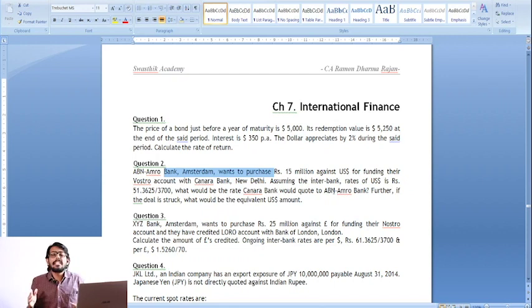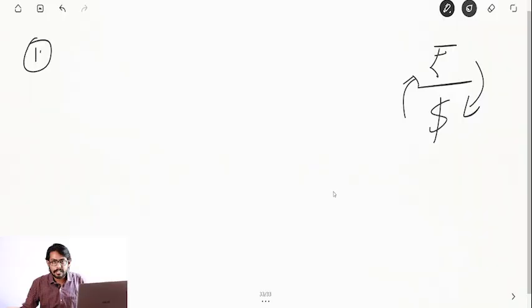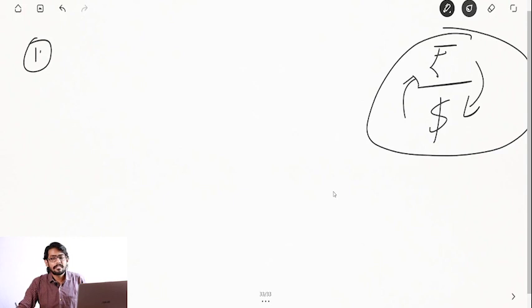Suppose HDFC wants to buy dollars. He is going to SBI. Although both are banks, in this transaction, HDFC acts as a customer and SBI acts as a bank. So in this case, if you are going by that old method, understand when both are banks, ABN is approaching Canara, ABN acts as a customer, Canara acts as a bank. That's question number 1. What do you do when both are banks? But for us anyway, this is the best method.